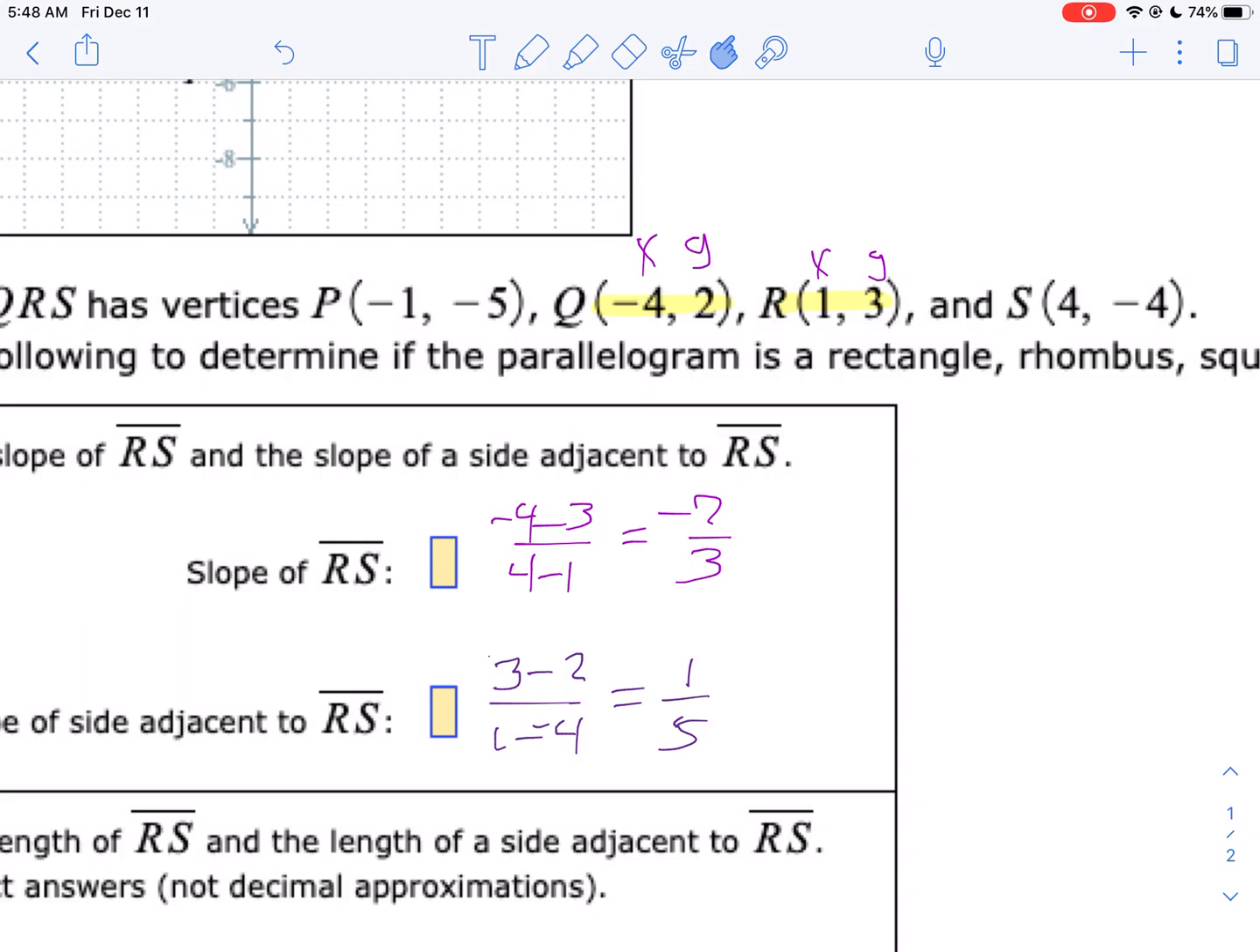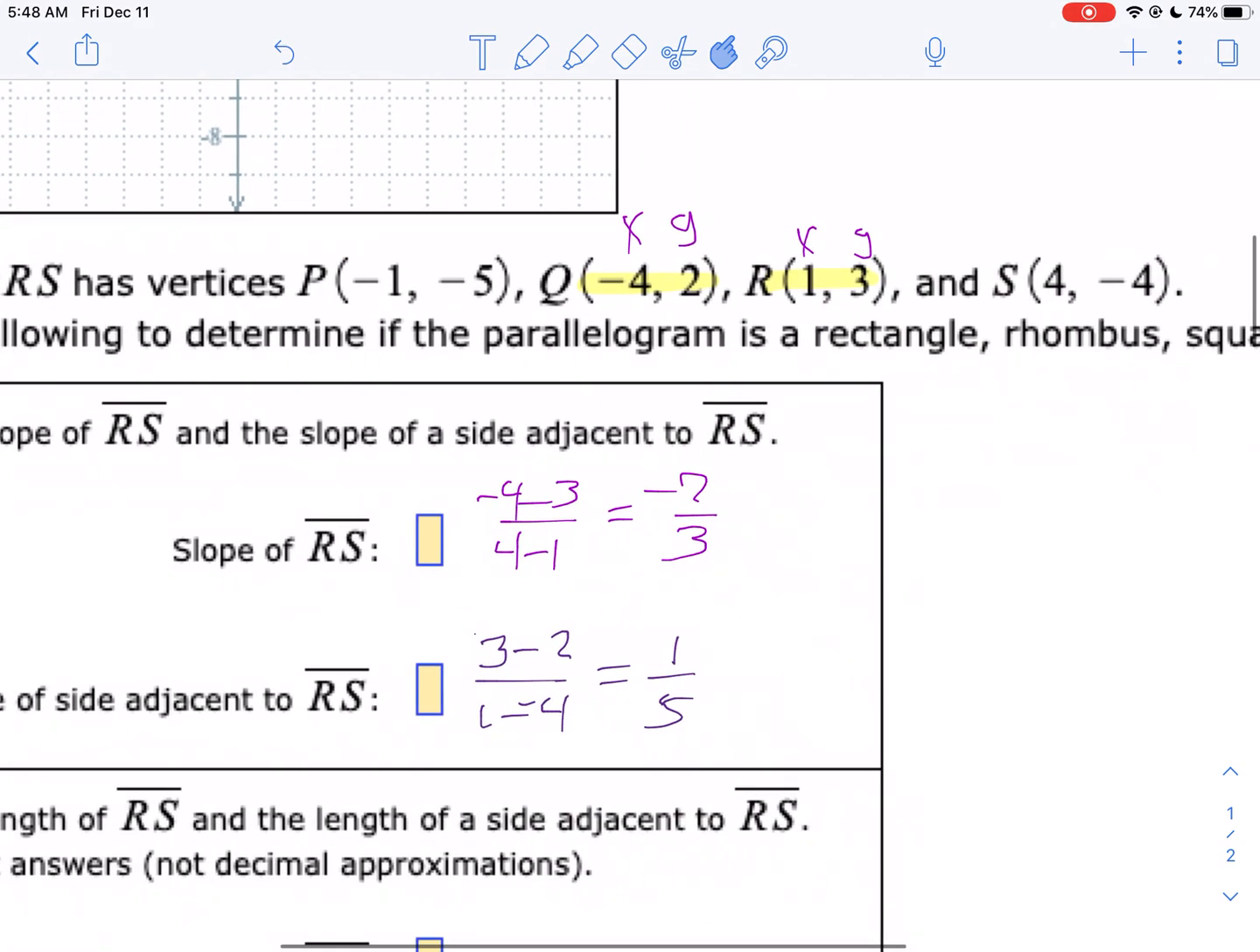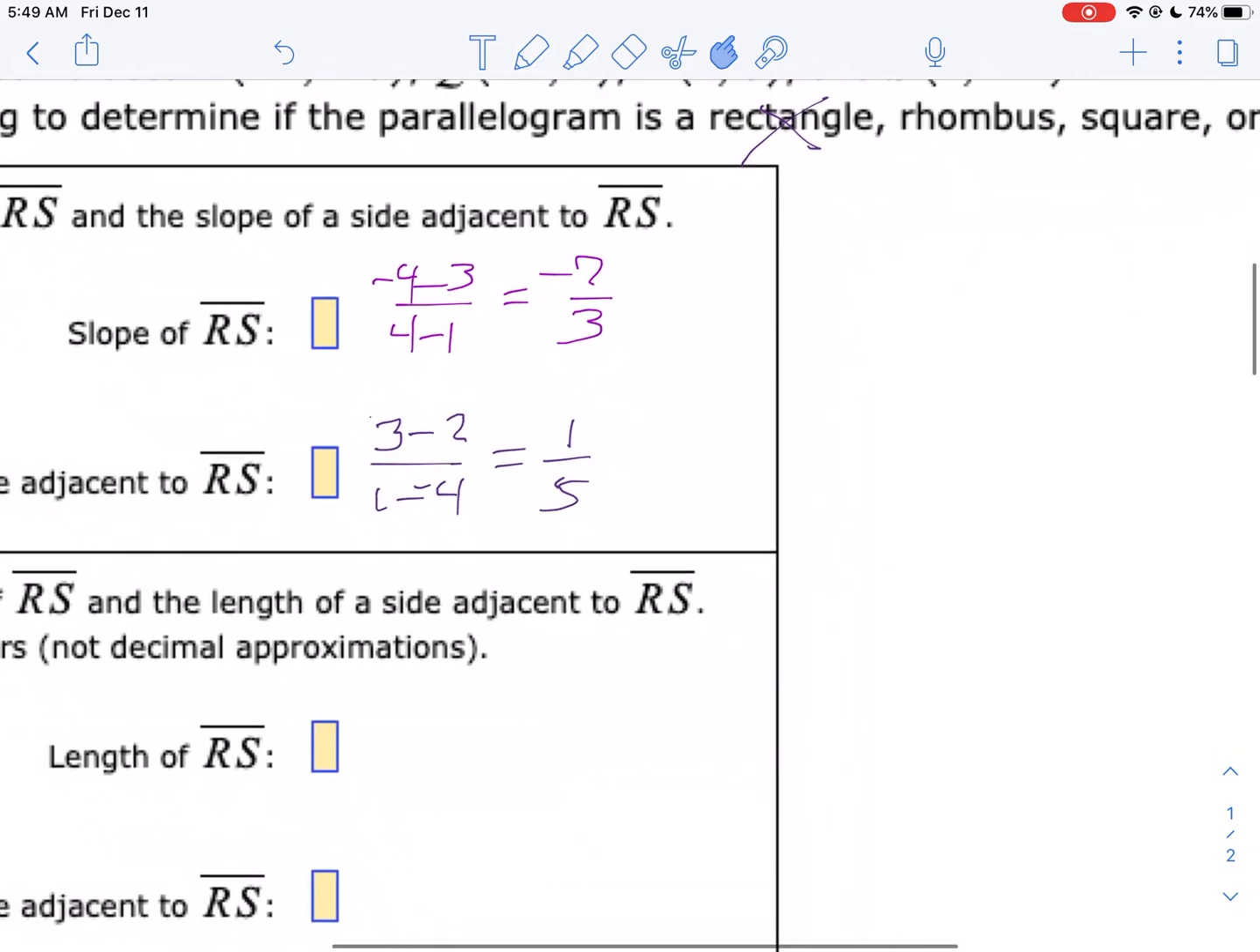So this is impossible to be a rectangle, because if the sides were perpendicular, I'd have a rectangle. So we know it's not a rectangle. Now let's see if it's a rhombus.